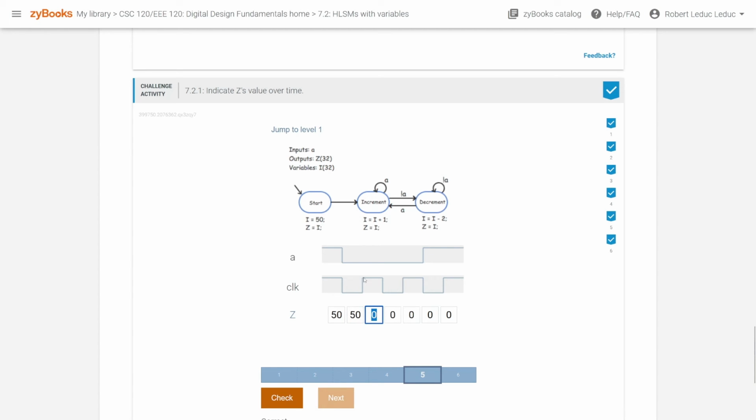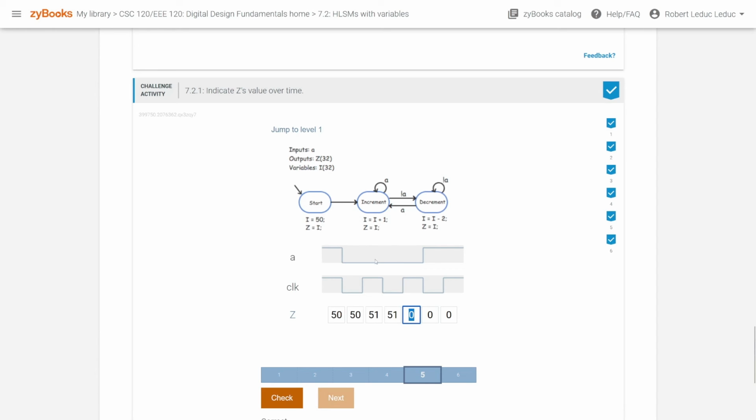Then at the first rising edge, like we saw in the previous diagram, it doesn't really matter what the value of our input A is. We're going to transition to the next state, which is increment, either way. So in this case, since the current value of I is 50, we're going to increment that by 1, and then we're going to set our output equal to the new value of I, and that's going to be 51 for the duration of this clock cycle until the next rising edge.